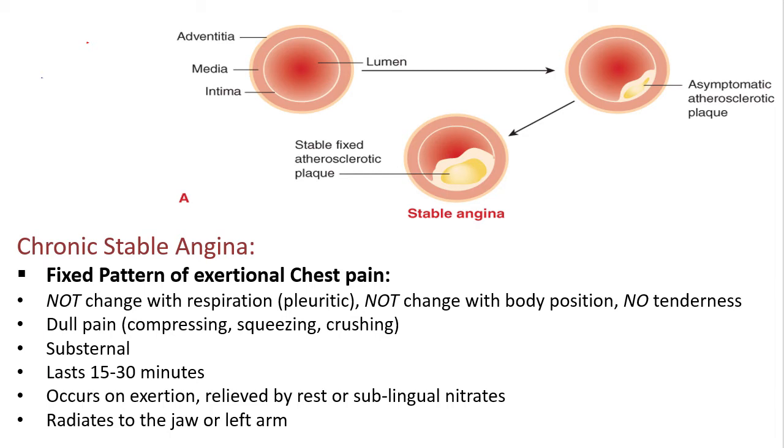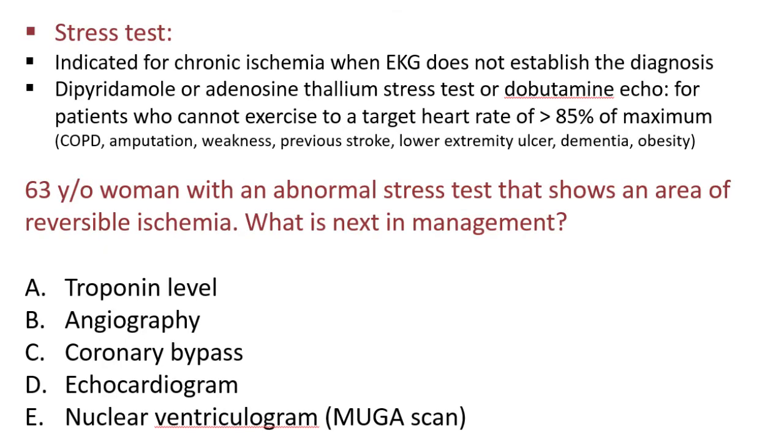How to diagnose it? Stress test. You have the history, and you do an EKG first. If the EKG does not establish the diagnosis, if the EKG does not show the manifestations of ischemia, as ST segment depression is the EKG sign of ischemia, then I want to put the patient under stress and see how would the heart behave under stress.